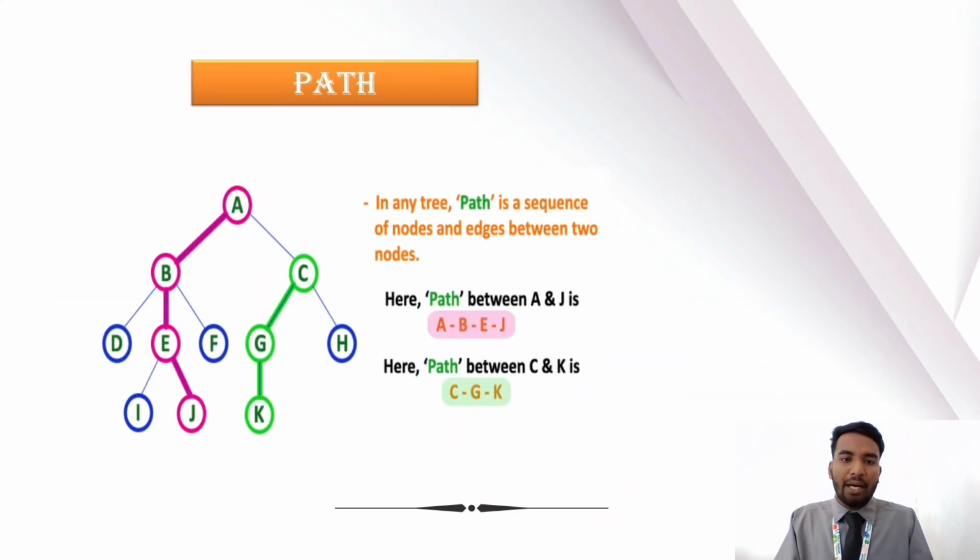And the next one is the path. Path means, in any tree, a path is a sequence of nodes and the edges between two nodes. Here we can see that from A to B, B to E, E to J, this maintains one path. And another, C to G, G to K, this maintains another path. Here A, C, H maintain another path.